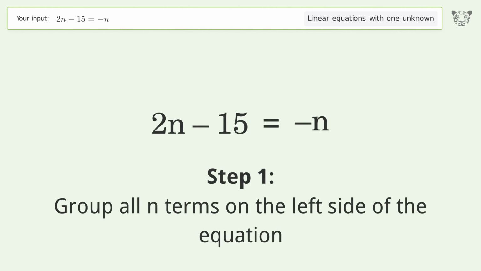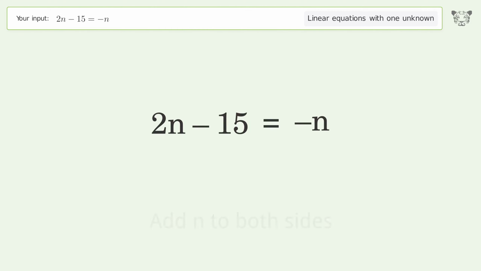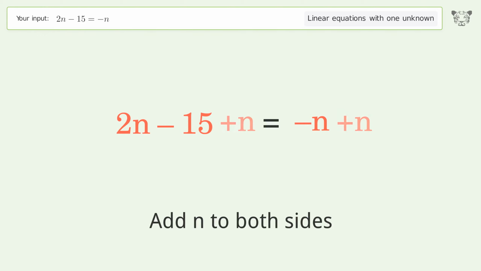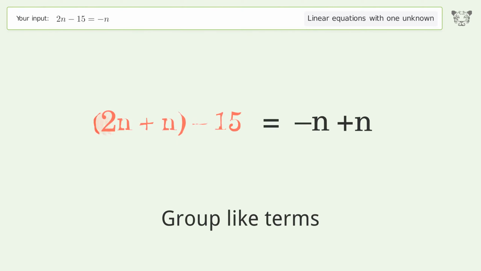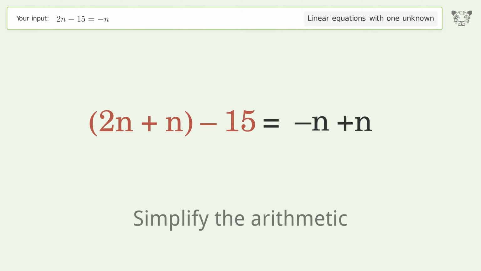Group all n terms on the left side of the equation. Add n to both sides. Group like terms. Simplify the arithmetic.